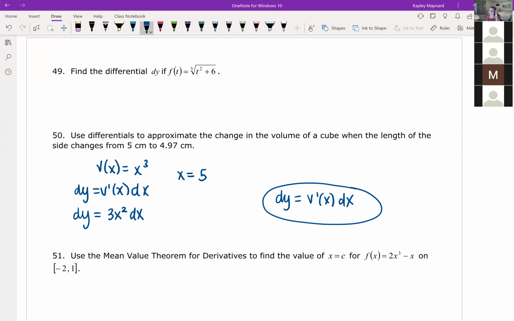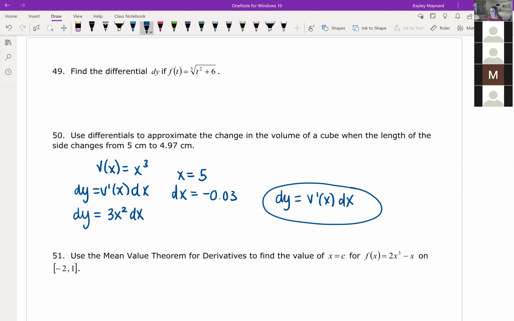Okay, it's 5 because our side changed from 5 to 4.97. So we start with the side length of 5. And then we also have to write down dx, which is going to be the change in the side length. So we go from 5 to 4.97. So it decreases by 0.03. So your change is negative 0.03. If it went from 4.97 to 5, your dx would just be 0.03. But it's negative because it's decreasing.